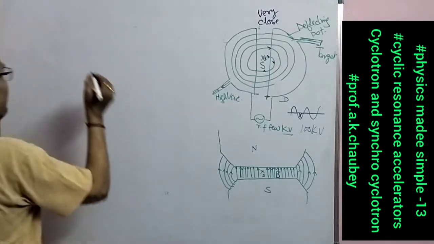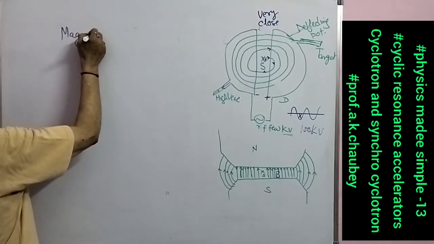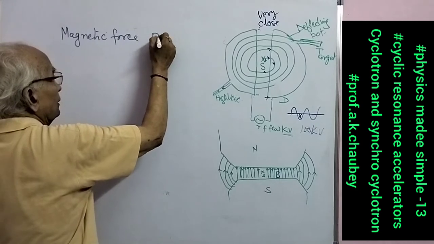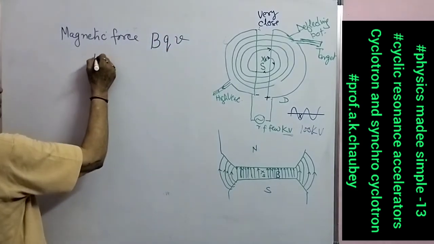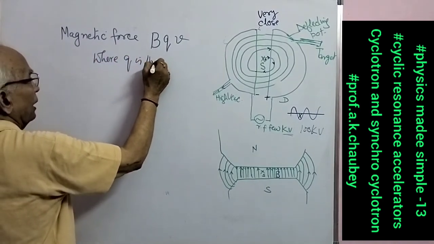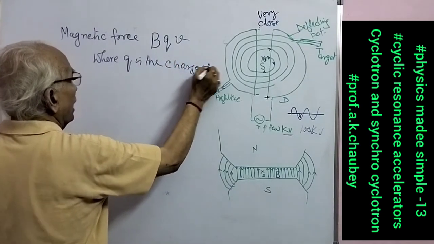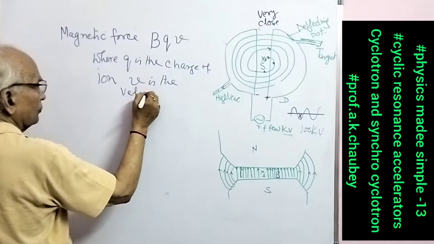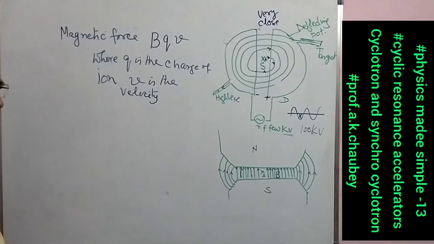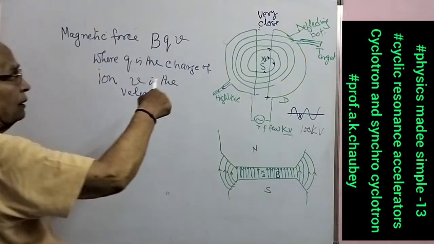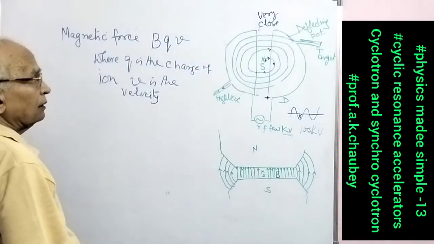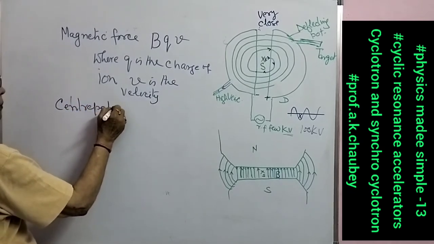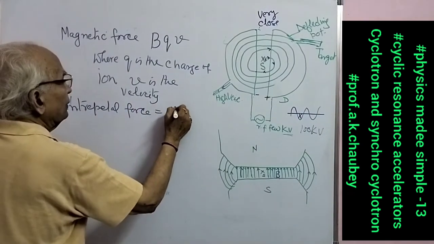So we know that when the magnetic field is B, the magnetic force is BQV, where Q is the charge of the ion, for a proton it is plus 1, and V is the velocity. This magnetic force provides the centripetal force, or centripetal acceleration, to keep the particle in the circular path. The centripetal force is equal to the magnetic force.